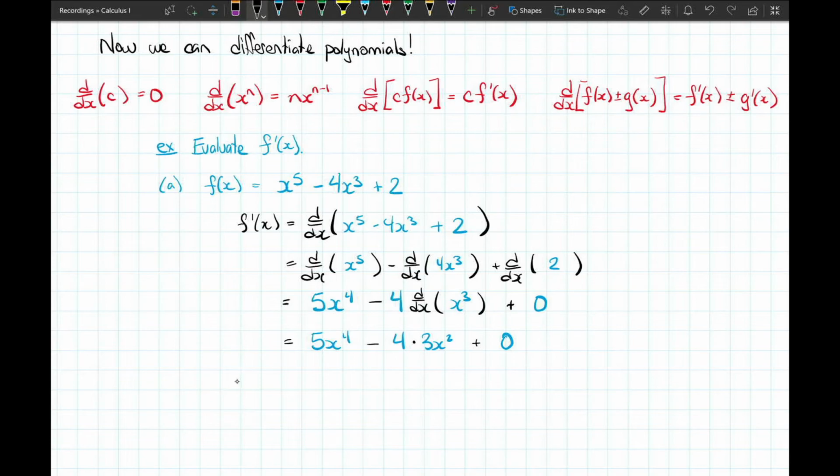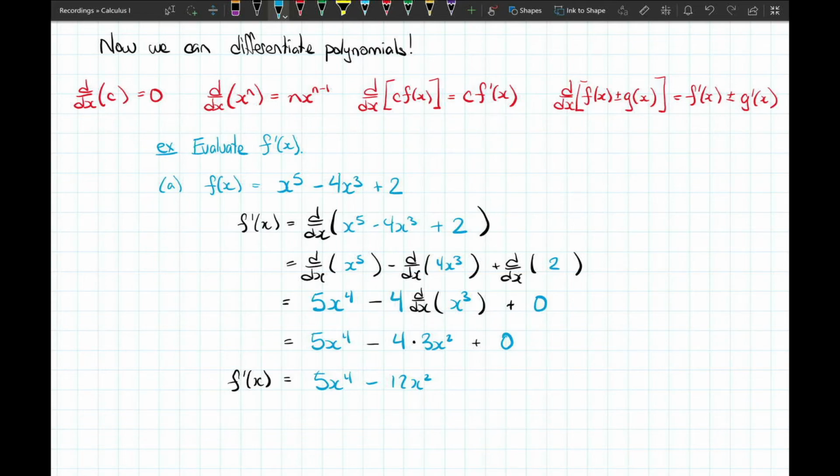Our final solution, our final answer, f prime of x is equal to 5x to the power 4 minus 12x squared. We don't have to write that plus 0 in the final step, but we all know that that 2 just has a rate of change of 0.